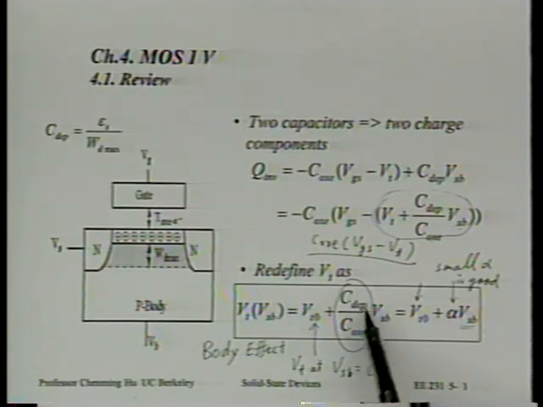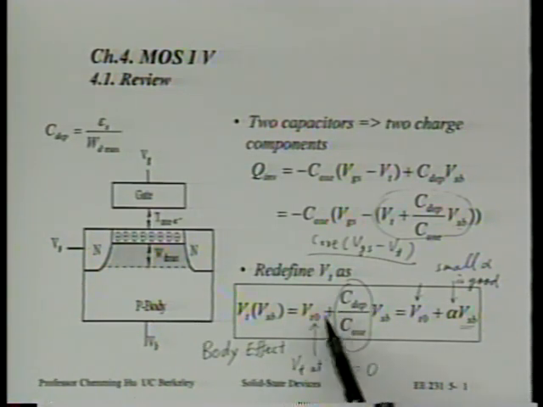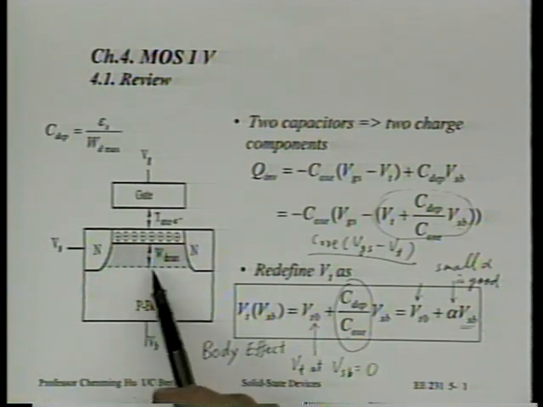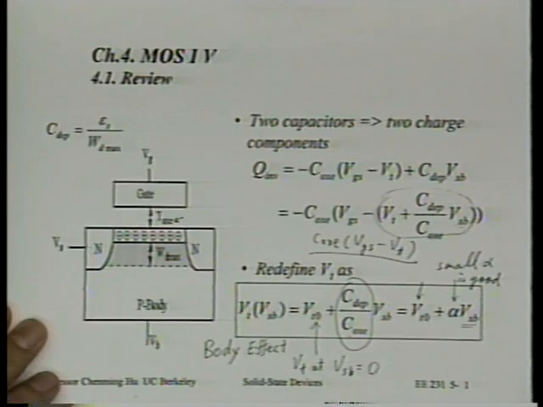In other words, we prefer to have small C depletion and large C oxide. Put another way, we want large WD max, and we want small oxide thickness, T oxide. That statement is certainly true from circuit performance consideration, but later we will see from device scaling point of view, we just cannot tolerate that. We cannot tolerate very large WD max. We'll see why later on.